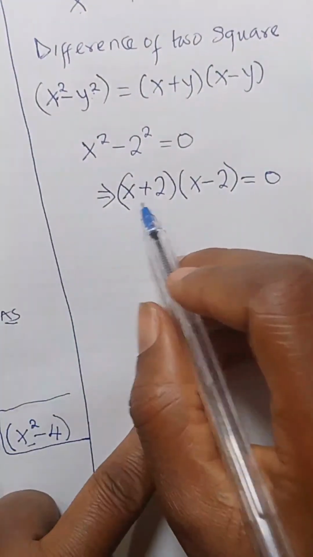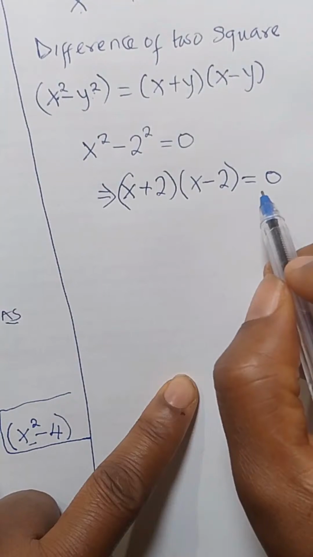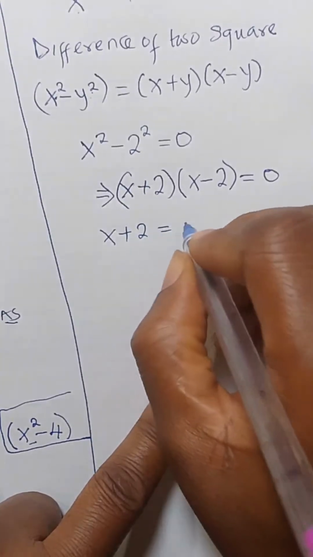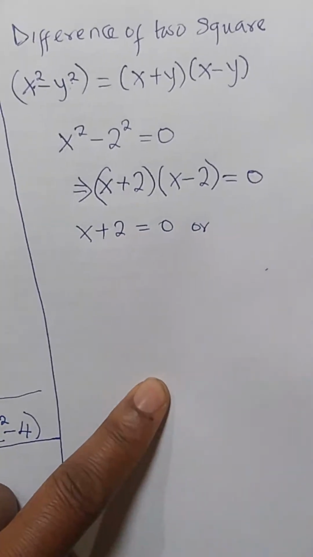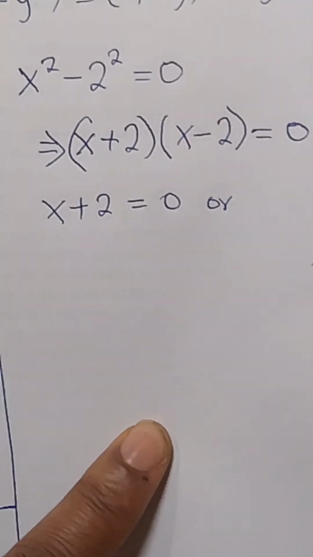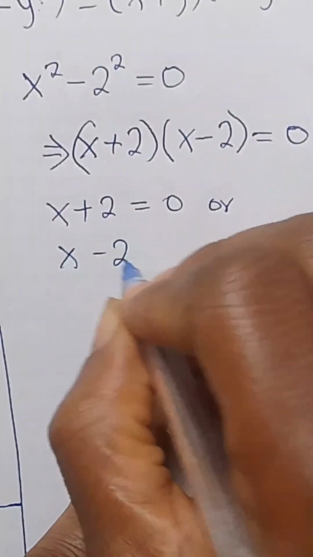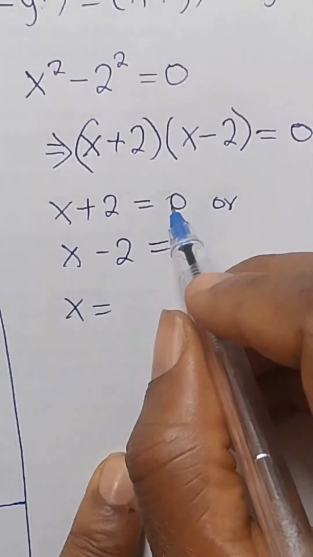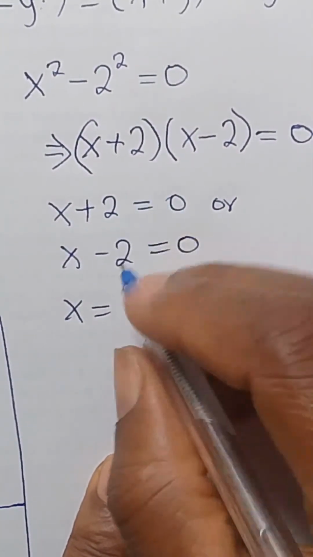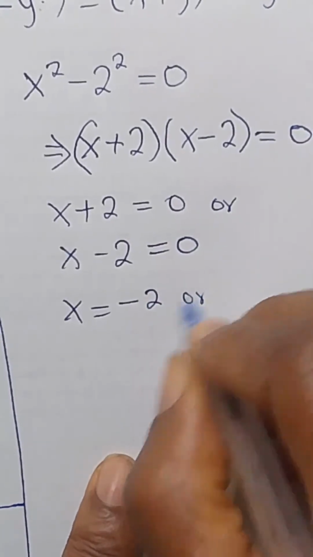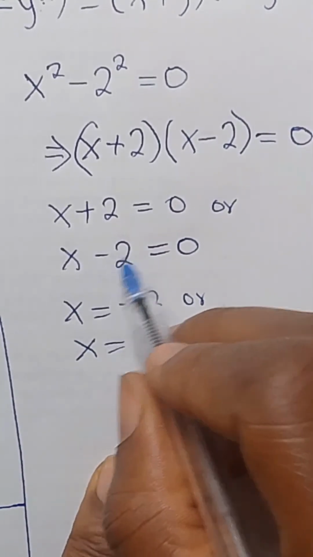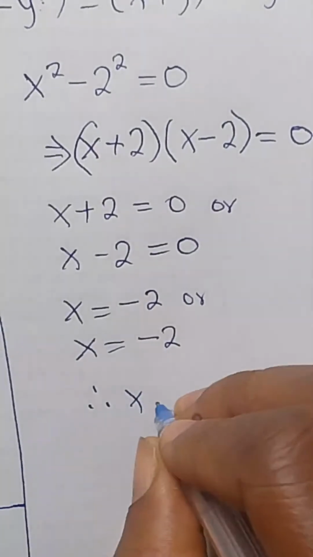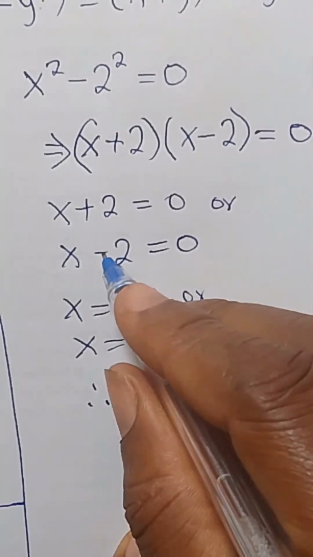Now, this simply means that when you have two parentheses multiplying each other and it is equal to 0, it means that either of them is 0. So write that x plus 2 is equal to 0, or x minus 2 is equal to 0. From the first one, x is equal to, when this plus 2 crosses the equality sign, it becomes minus 2. Or x is equal to, when this minus 2 crosses the equality sign, it becomes plus 2. So therefore, our answer is x equals minus 2 or x equals plus 2.